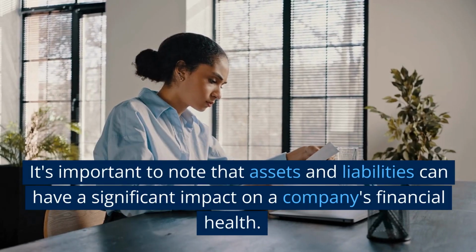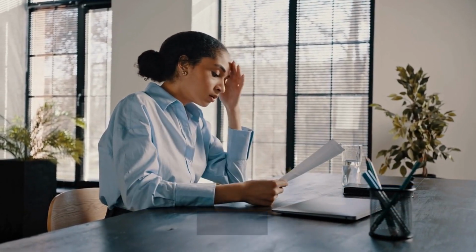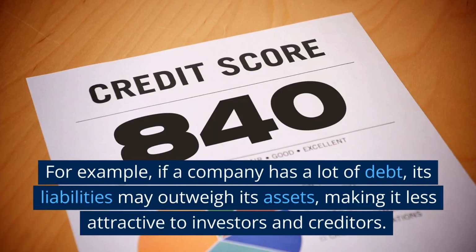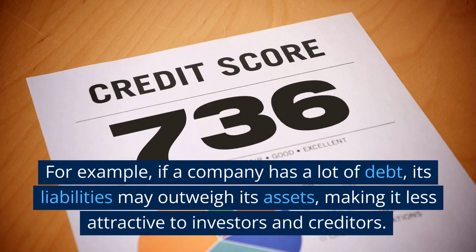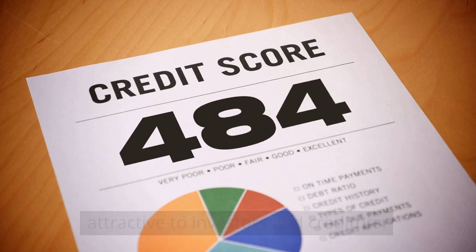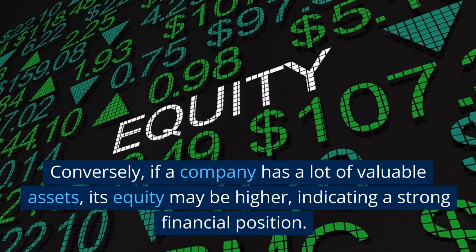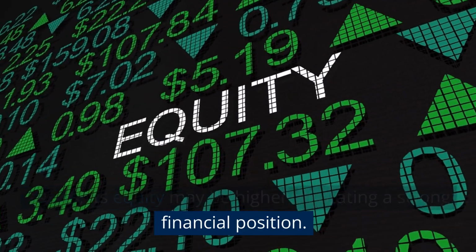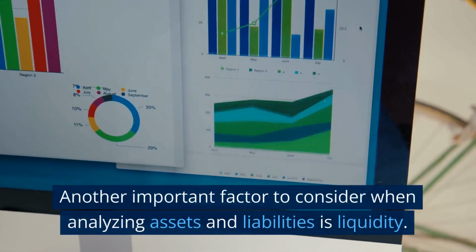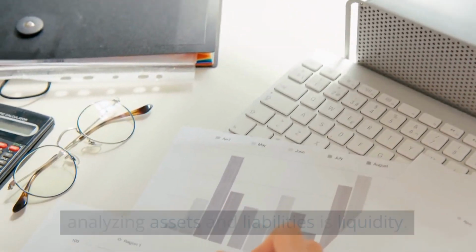It's important to note that assets and liabilities can have a significant impact on a company's financial health. For example, if a company has a lot of debt, its liabilities may outweigh its assets, making it less attractive to investors and creditors. Conversely, if a company has a lot of valuable assets, its equity may be higher, indicating a strong financial position. Another important factor to consider when analyzing assets and liabilities is liquidity.